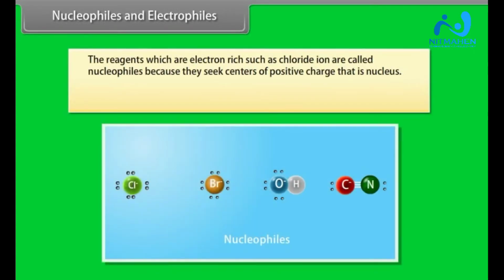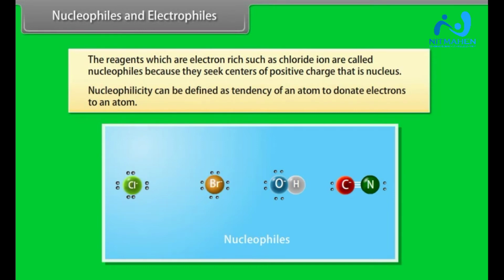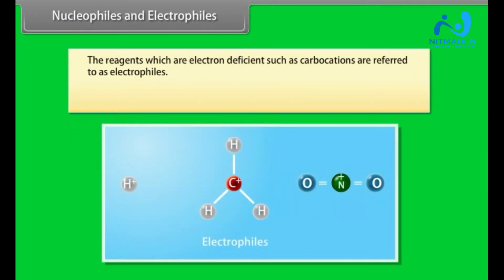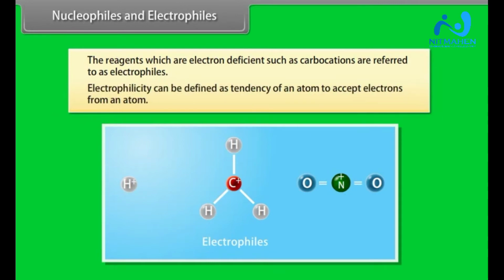Nucleophiles and Electrophiles. The reagents which are electron-rich, such as chloride ion, are called nucleophiles because they seek centers of positive charge, that is, nucleus. Nucleophilicity can be defined as the tendency of an atom to donate electrons to an atom. The reagents which are electron deficient, such as carbocations, are referred to as electrophiles. Electrophilicity can be defined as tendency of an atom to accept electrons from an atom.